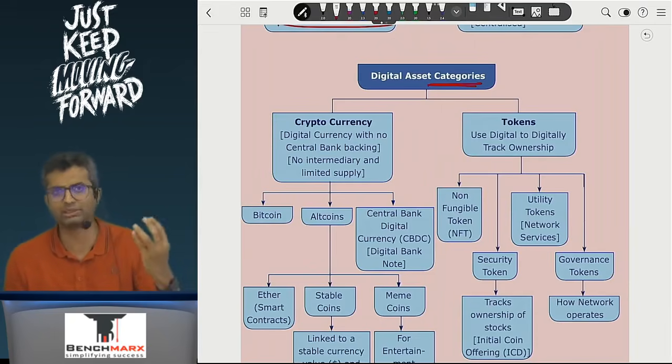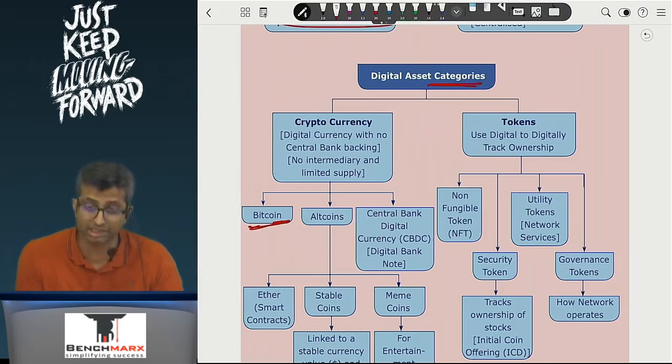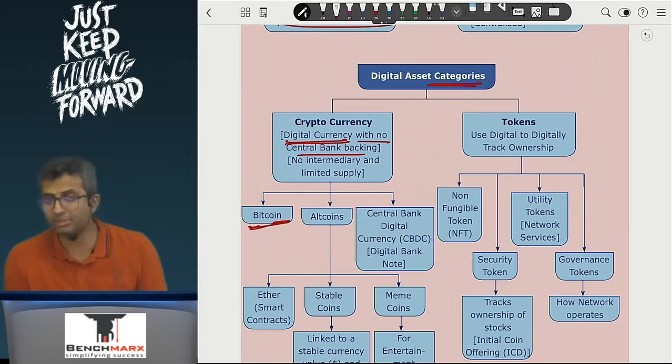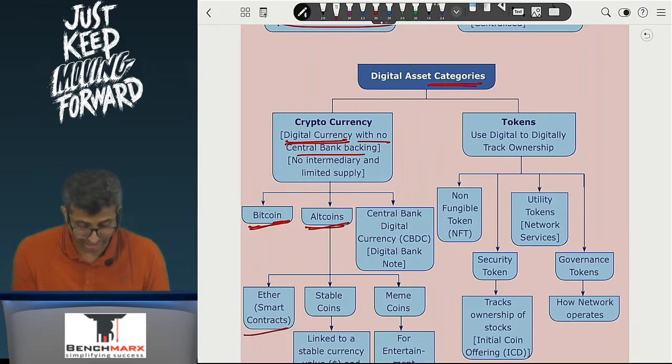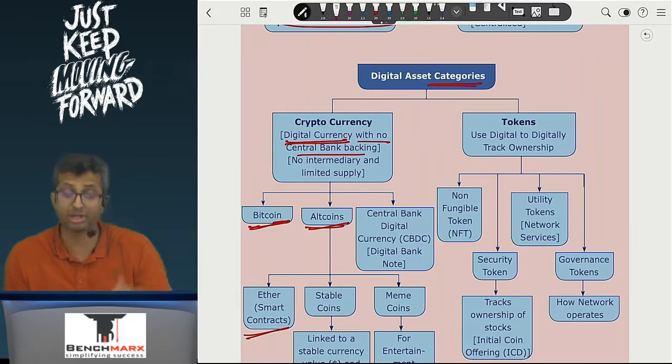The four main things over here: you will have Bitcoin, which is the classic application of cryptocurrency, based on a digital currency with no central bank backing. There's no intermediary involved. Second is altcoins. These are alternative coins. Can be something like Ether, which is the base for a lot of smart contracts. Can be stablecoins, which have their values pegged to another currency like the dollar, like Tether. Or they can also be meme coins like Dogecoin, which is mainly for entertainment purposes.